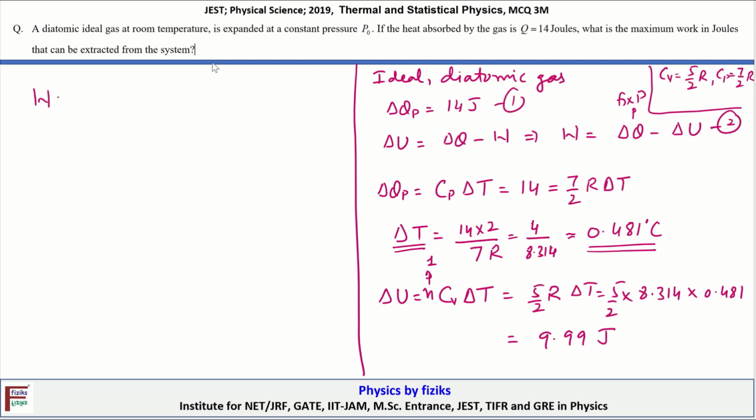So delta U is 9.997, basically approximately 10 joule. So W is equal to delta Q minus delta U. Delta Q is given to be 14 joule minus delta U, which we just evaluated, 9.997. So ultimately this is approximately equal to 4 joule. Therefore 4 joule is the right answer.